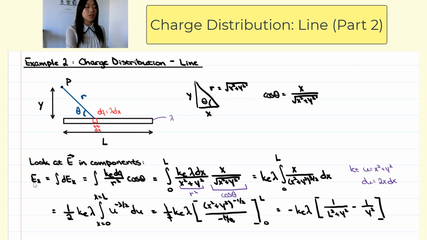Here we are only computing the x component of the electric field. So if you write it in vector form, you have to remember to add a negative sign in front, which will cancel out this negative sign. Now let's look at the y component.